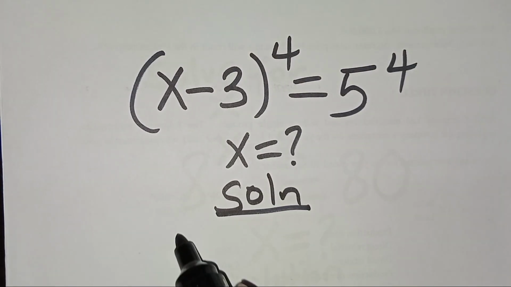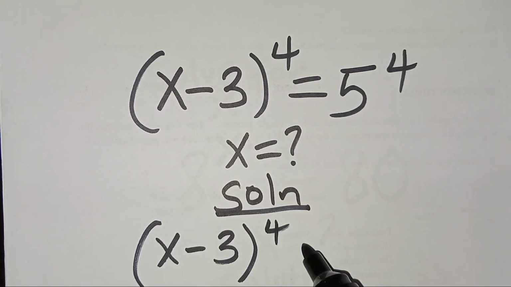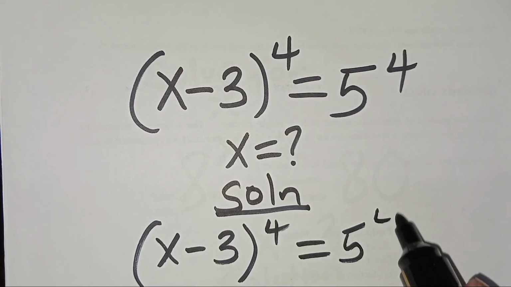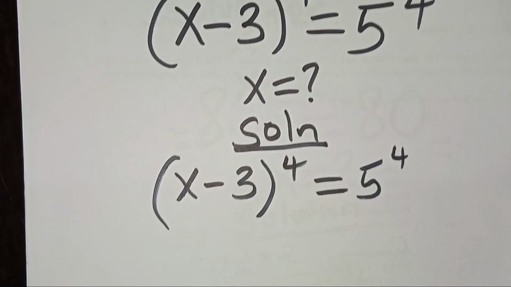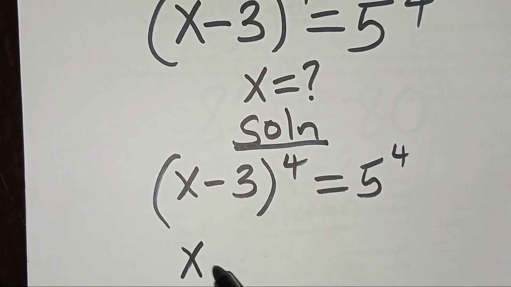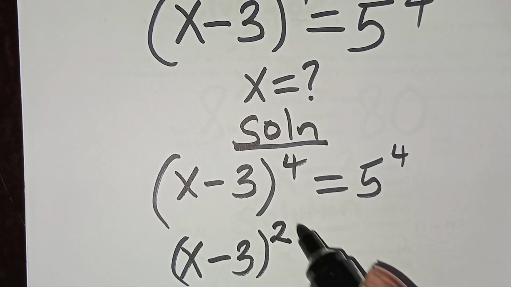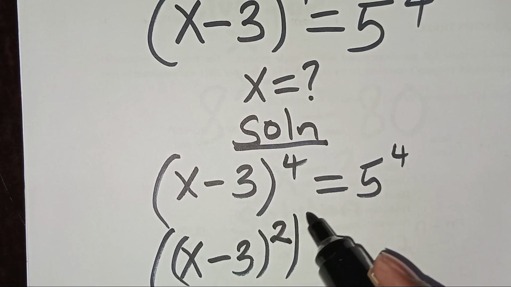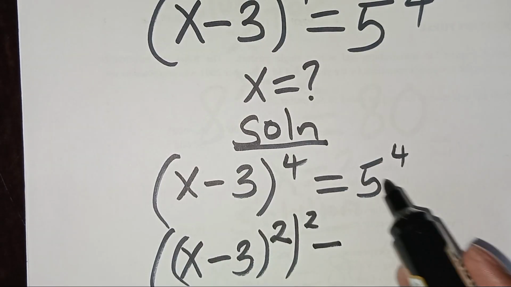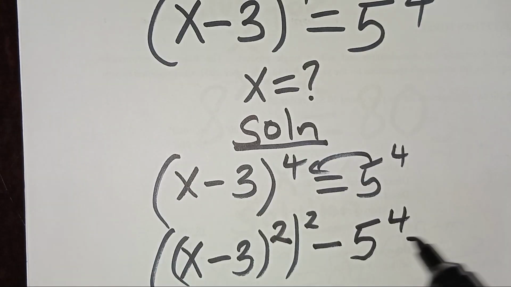we have that (x − 3)^4 is equal to 5^4. Now, we can express (x − 3)^4 as ((x − 3)^2)^2. Now we take 5^4 from the right-hand side to the left, so subtract 5^4. This is equal to 0.